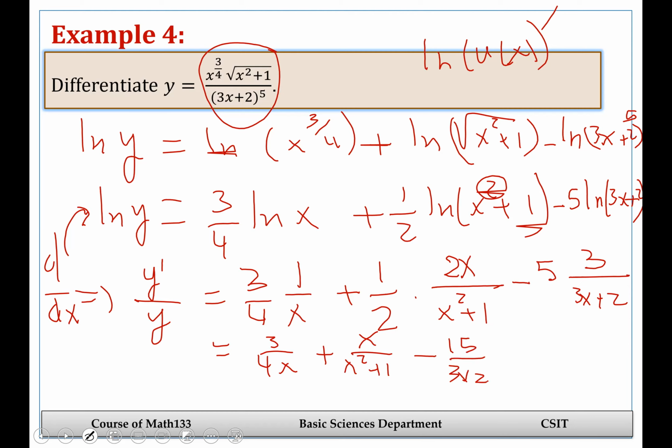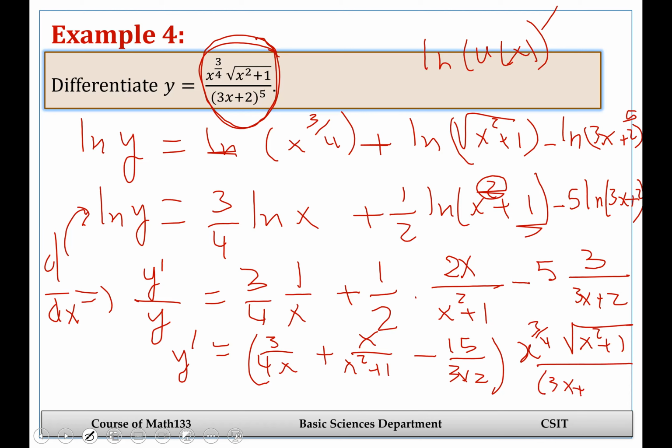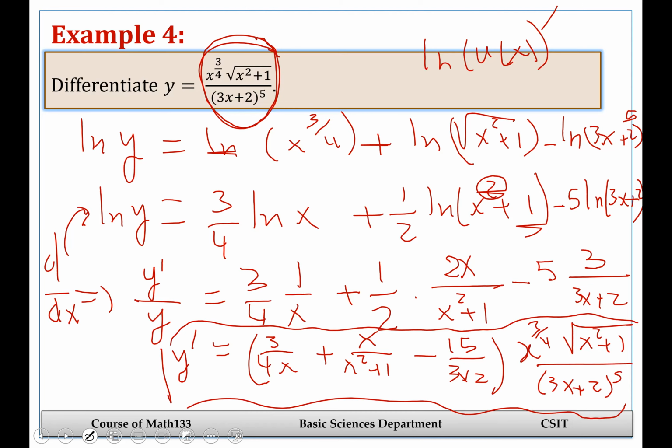If we want to get y prime, then y prime is equal to all of this multiplied by y. But y is this quantity. So just write it: x power 3 over 4 root x squared plus 1 over (3x plus 2) power 5. That's the expression of y prime. Good.